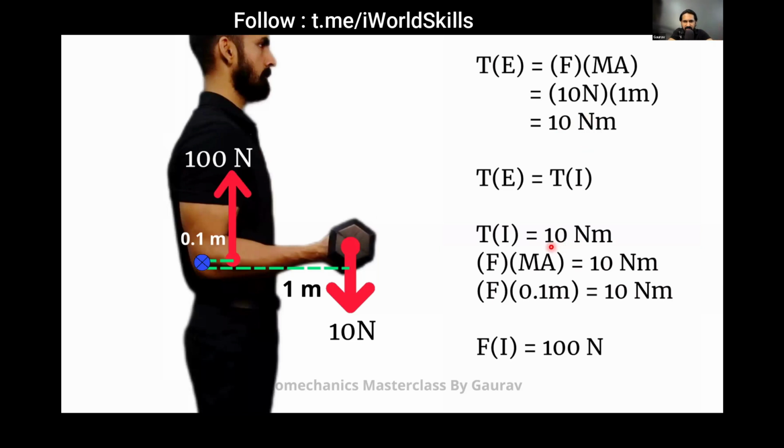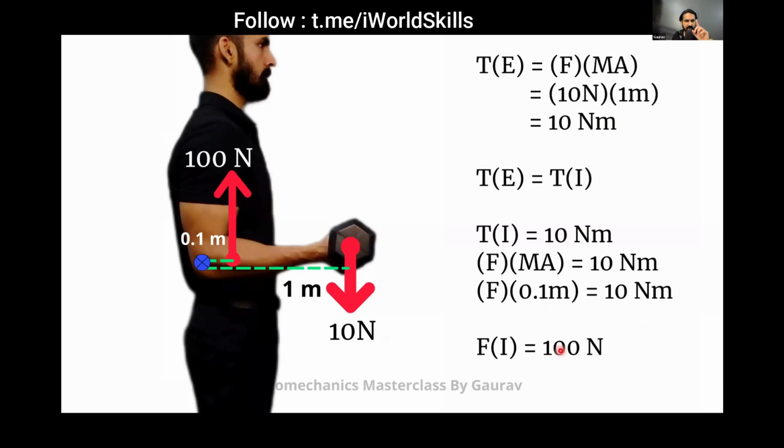Simple. What is the formula for internal torque? Force multiplied by moment arm. Force is something that we are trying to calculate. Internal moment arm is 0.1. Basic mathematics, 10 divided by 0.1 gives you 100 Newton of internal force. Your bicep muscle is producing 100 Newton. Your bicep muscle is producing 10 times the external force.